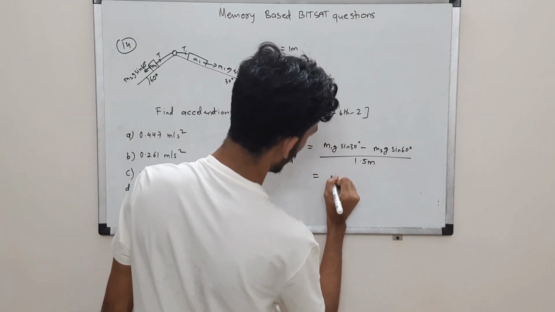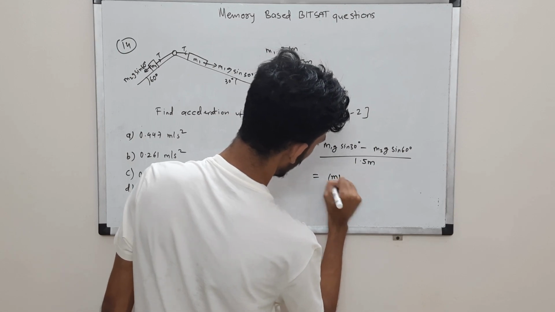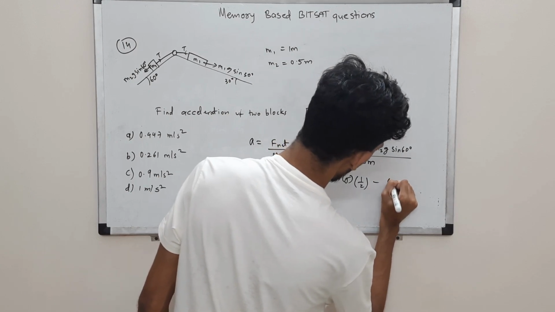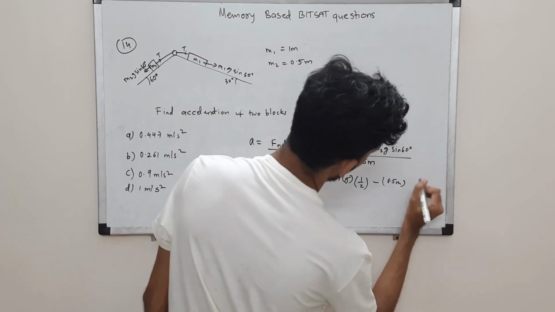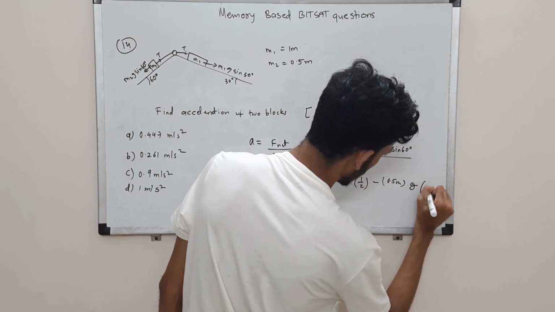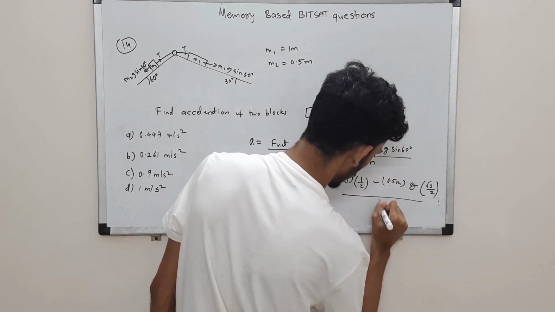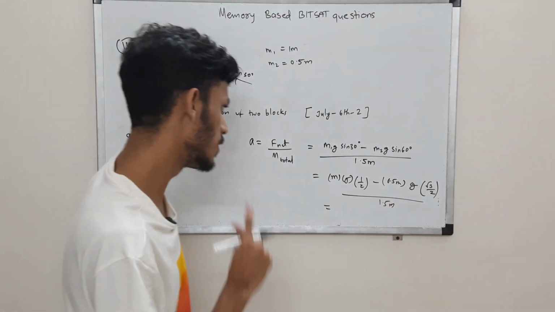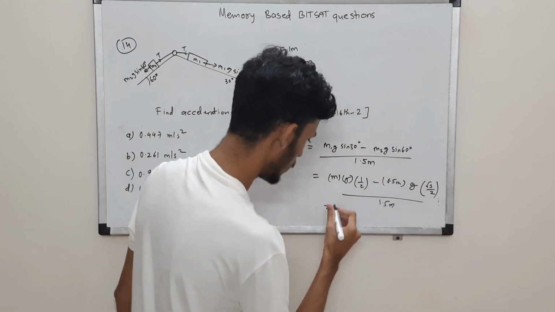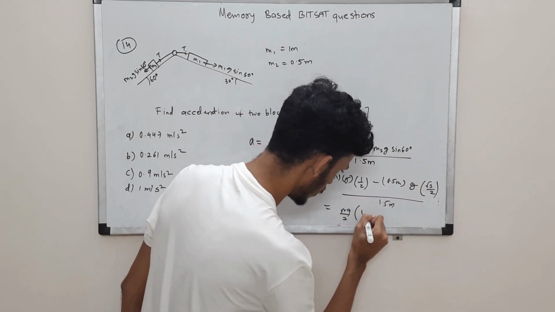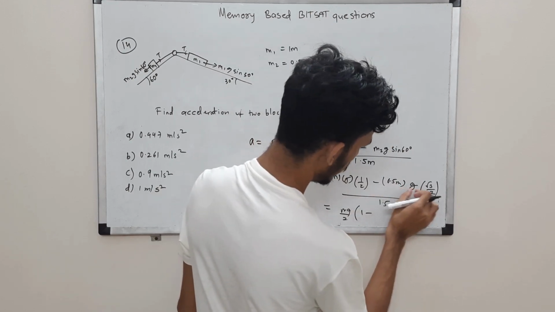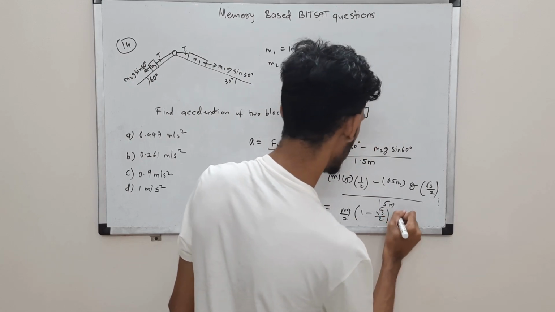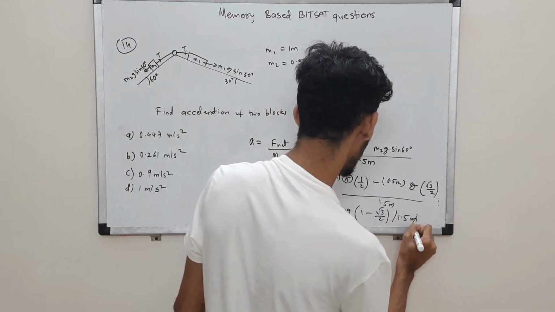Okay, so now time to substitute. M1 is m, g is g, sine 30 is half. Here we have m2 is 0.5 m, g is g, sine 60 is root 3 by 2, and in the denominator we have 1.5 m. Now what can we do? We can take mg by 2 common. So mg by 2, here 1 will be left. Here mg by 2 is common, so root 3 into 0.5. 0.5 we can treat as 1 by 2, and that divided by 1.5 m.